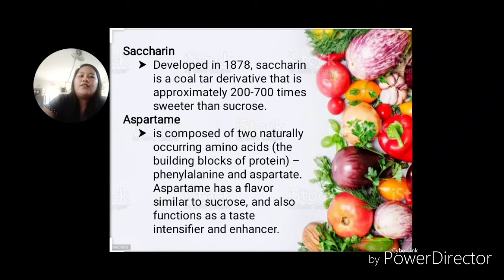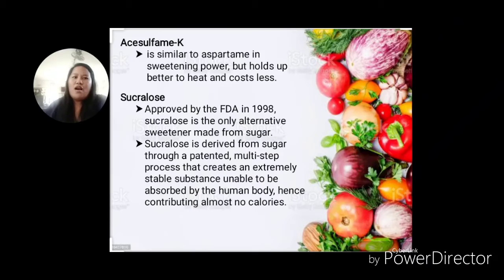Saccharin. Saccharin was developed in 1878. Saccharin is a coal tar derivative that is approximately 200 to 700 times sweeter than sucrose. Aspartame is composed of two naturally occurring amino acids, or the building blocks of protein, phenylalanine and aspartate. Aspartame has a flavor similar to sucrose and also functions as a taste intensifier and enhancer. Acesulfame K is similar to aspartame in sweetening power but holds up better to heat and costs less.